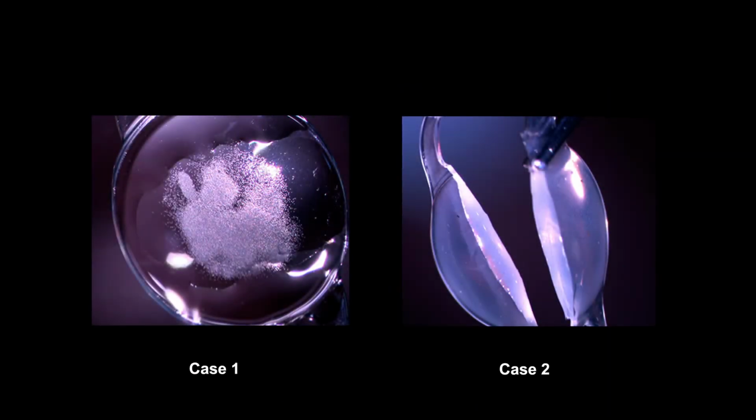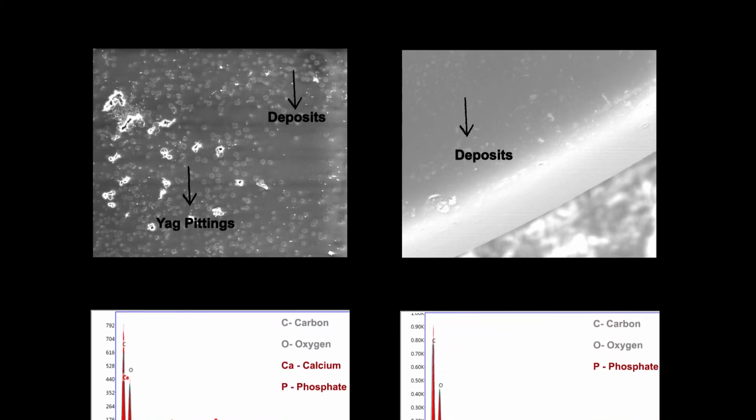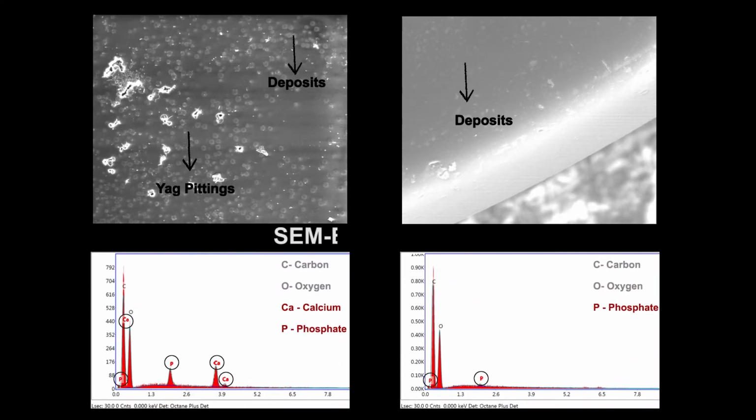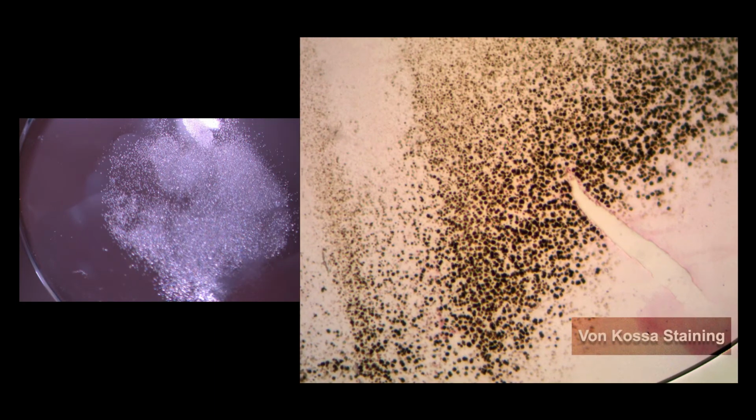The explanted IOLs were then subjected to scanning electron microscopy. It revealed calcium phosphate deposits in case 1 and phosphate deposits in case 2. Von Kosa staining also showed presence of calcium over IOL.